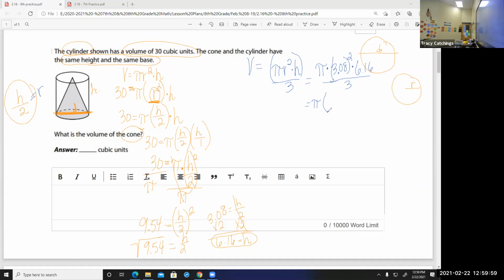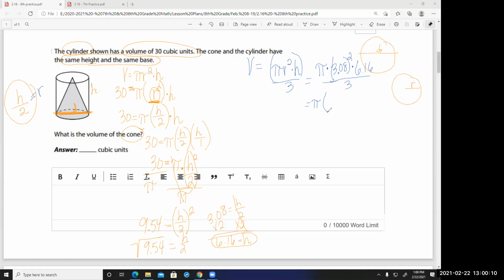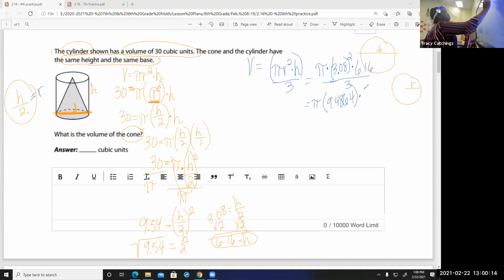You've got this square button on your calculator in the middle, or just multiply. 9.4864, somebody said. All right, multiply that by 6.16. 58.4, multiplied by pi.